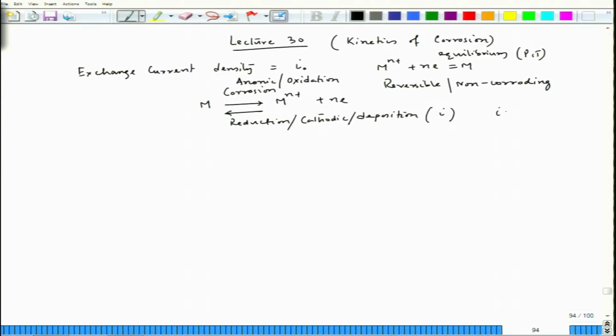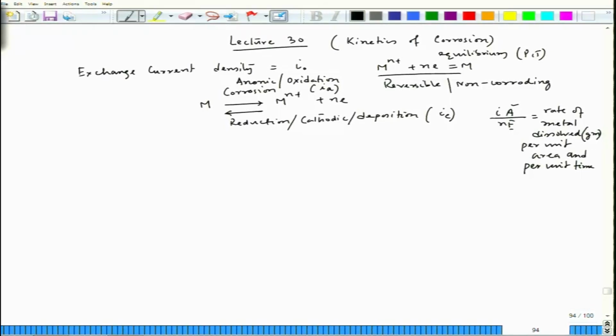Since we have seen that IA divided by nF is nothing but the rate of metal dissolved, in gram per unit area and per unit time, where A is the atomic weight of that particular metal, n is the number of electrons that participate in this reduction or oxidation reaction, and F is 1 Faraday. So this particular term we call IC, and this one IA. IA is nothing but the corrosion current density.